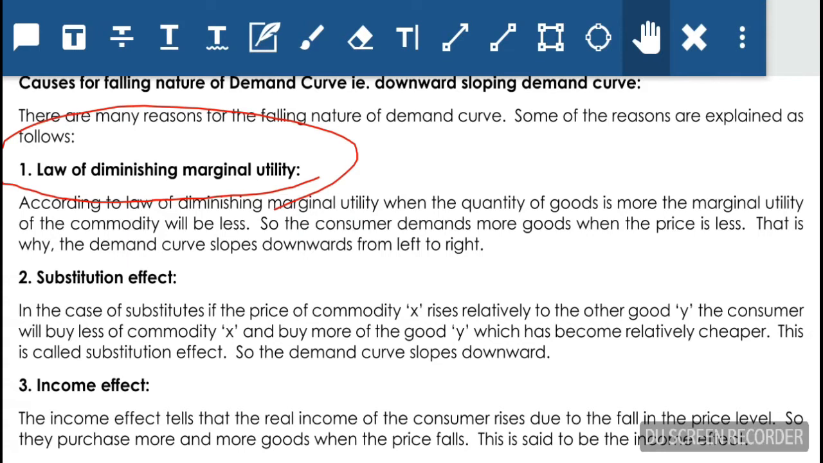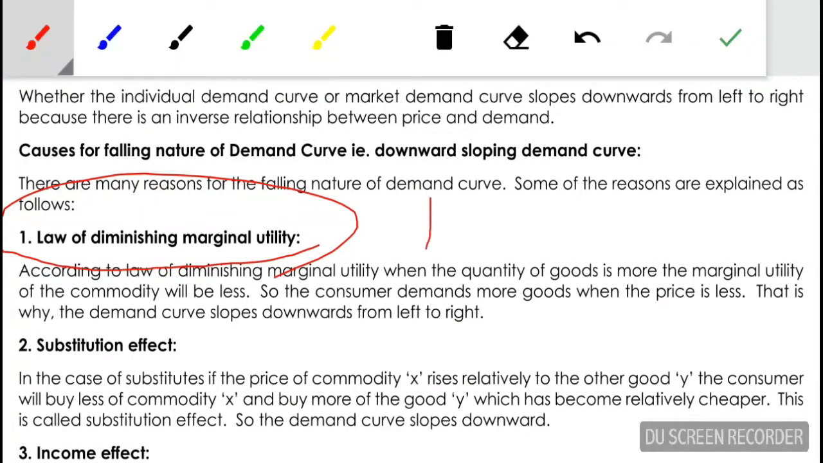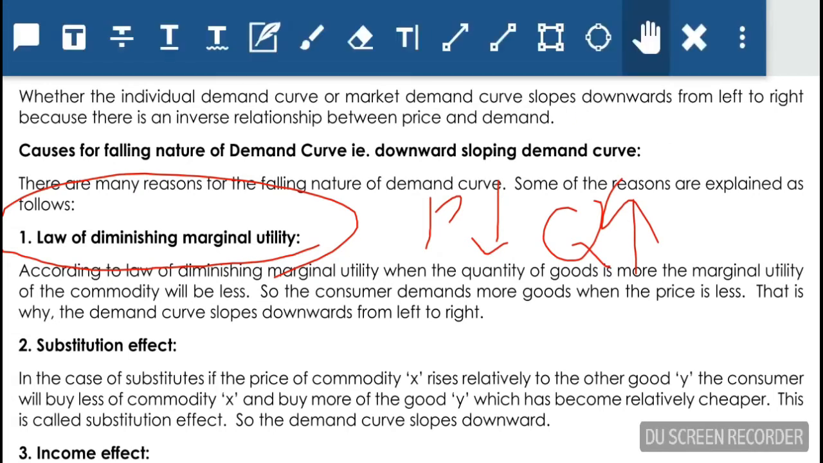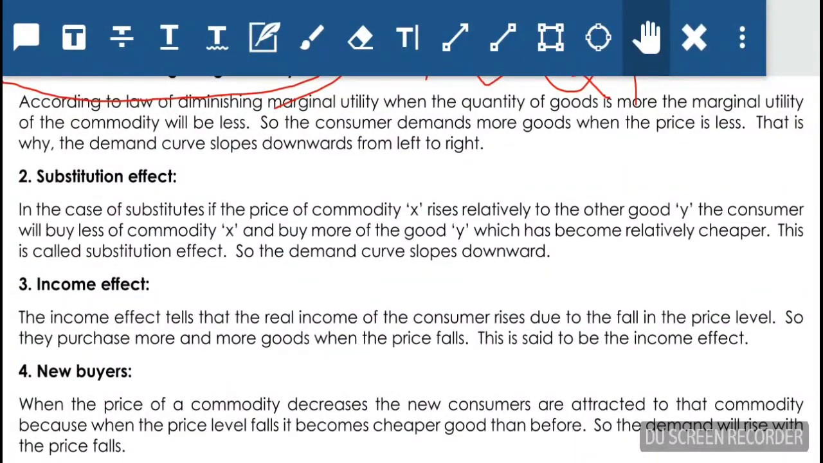So the price will be reduced in order to increase the quantity demanded, right? This is what the law of diminishing marginal utility states. According to the law of diminishing marginal utility, when the quantity of a good is more, the marginal utility to the consumer will be less. So the consumer demands more goods when the price is less. That is why the demand curve slopes downward from left to right. Hope you understood.